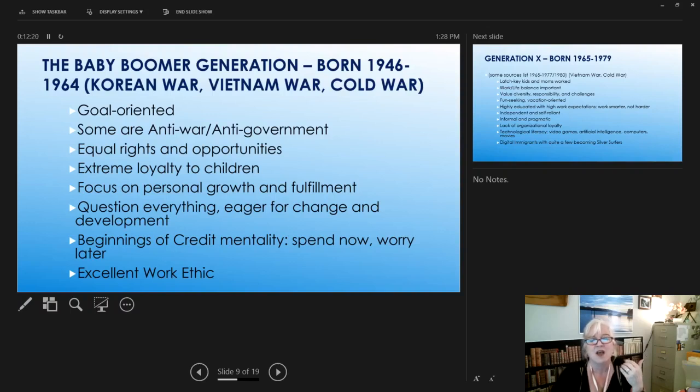And you can see how we started getting into some anti-war, anti-government belief systems, equal rights, equal opportunities, loyalty to the children. We started focusing on personal growth and being fulfilled as a human. This is where the work-life balance started coming into play. We started questioning everything, and this was also pretty much the beginnings of the credit mentality. Spend now, worry later. They still had that excellent work ethic though.